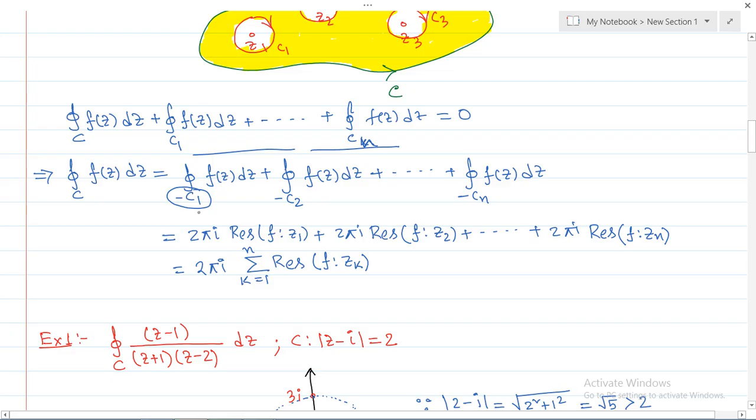Now how to calculate this value? This value we have already calculated in the previous video lecture. I have told you how to calculate the residue, that is b1 equals 2 pi i into that part. So we can get the value of this integration as 2 pi i into the residue at the point z1, 2 pi i into the residue at the point z2, and so on. So we are getting Cauchy's residue formula as 2 pi i into the sum of all residues.